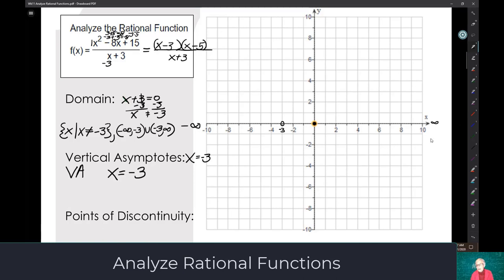Vertical asymptote. Now I'm going to, and it's just more fun if you use your colored pencils or colored pens, just more fun. Why not make this fun? I'm going to circle negative 3 here and make a dashed line going up. And there's my vertical asymptote, my VA.